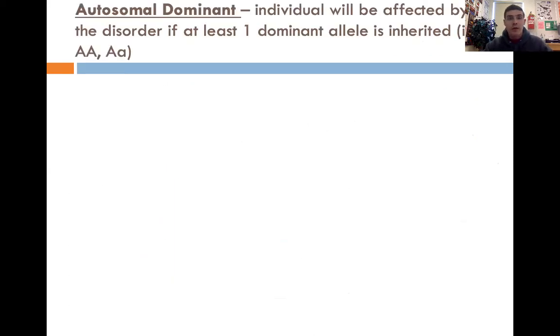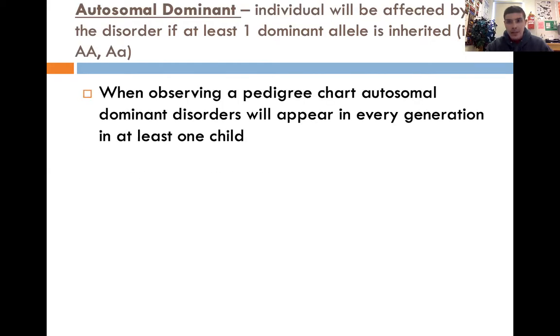Starting off with what are called autosomal dominant pedigree charts. This is when individuals are affected by the disorder if at least one dominant allele is inherited. So in other words, these individuals will have the disorder or the genetically inherited trait if they are homozygous dominant or heterozygous. Now, when we look at these charts of autosomal dominant traits, dominant disorders appear in every generation in at least one child. So we're going to have at least one affected individual in each generation.